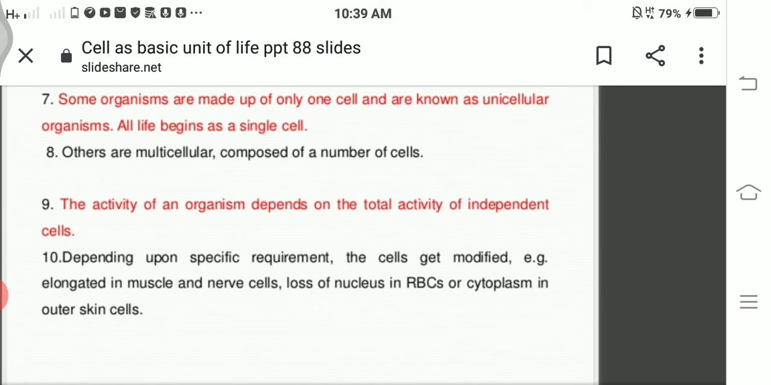So depending upon the function, there will be organelles present in the cell. Regarding organelles, there are exceptions in a few cells, but the organelles most commonly present inside cells we will be learning in the coming slides. The 10th point that I read is only for a few cells.